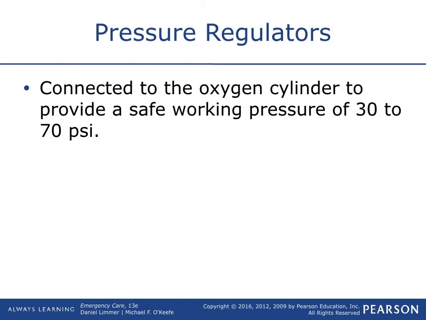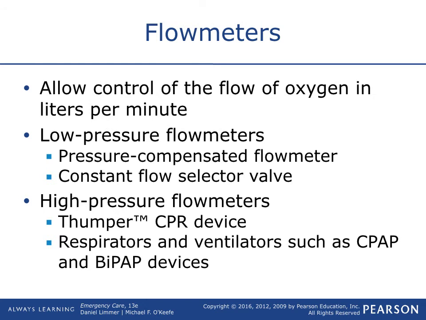Connect it to the oxygen cylinder to provide a safe working pressure of 30 to 70 psi. We have all that stuff, regulators set up. So then there's flow meters. All control the flow of oxygen in liters per minute. So low pressure flow meters, pressure compensated flow meter, and constant flow selector valve. Now these are things that we have on the regulator or on the tanks themselves.